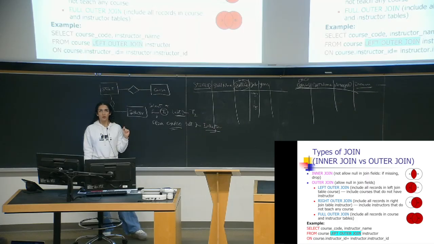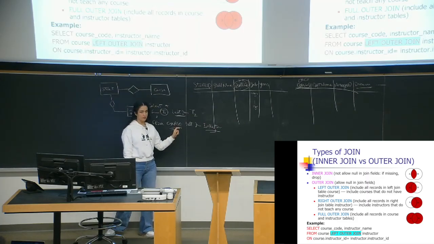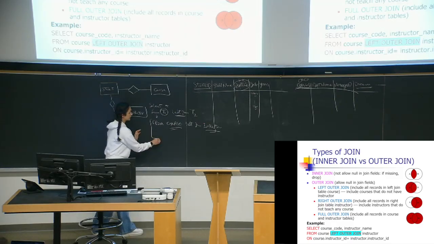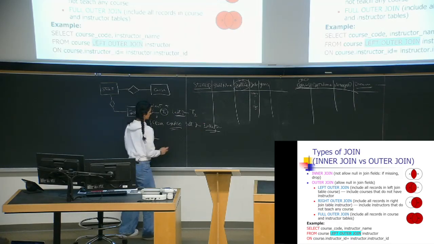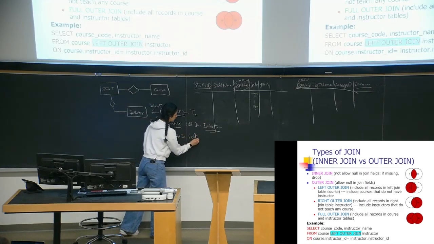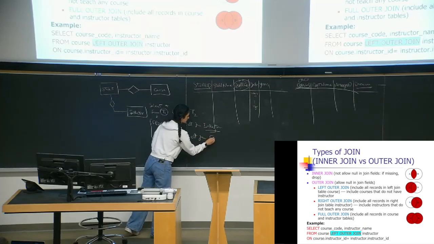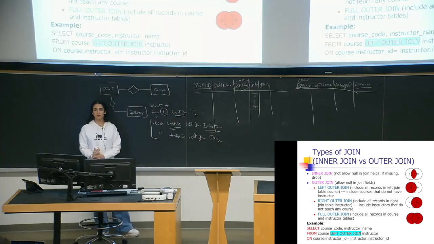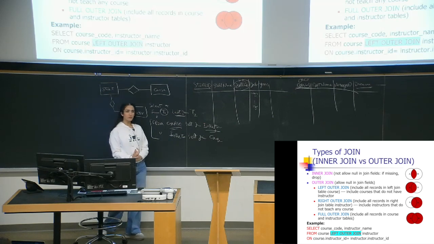Now, what if I write from instructor left join course? So instead of course left join instructor, I'm writing instructor left join course. What is the difference?